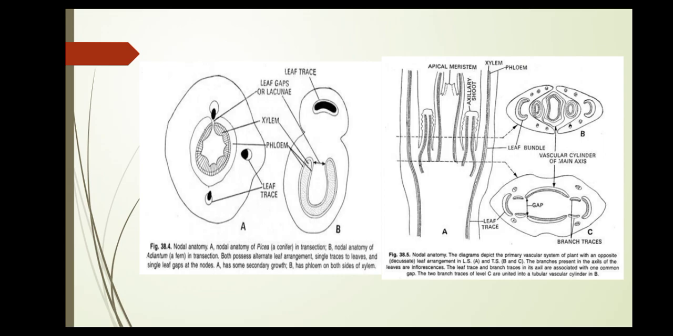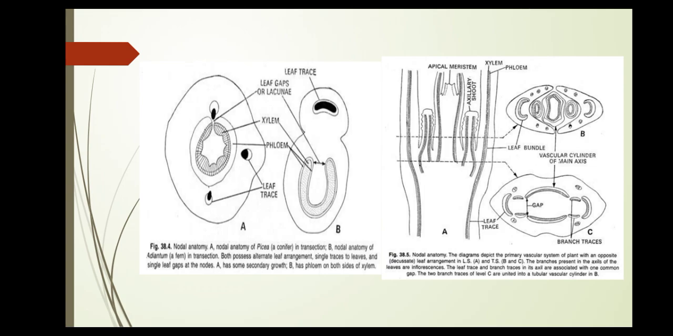And the nodal anatomy, a piece of paper in transection. A nodal anatomy of the Adiantum fern. The Adiantum fern is in transection. Both possess alternate leaf arrangement.